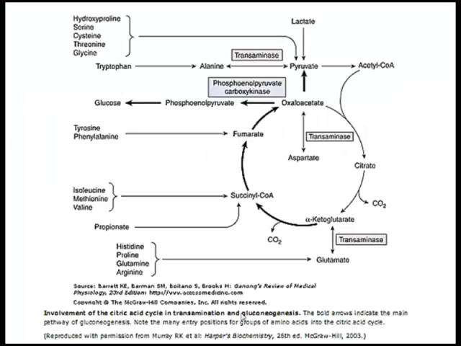So this is an illustration of the citric acid cycle, or Krebs cycle, and the net result here is carbon dioxide, carbon dioxide again.